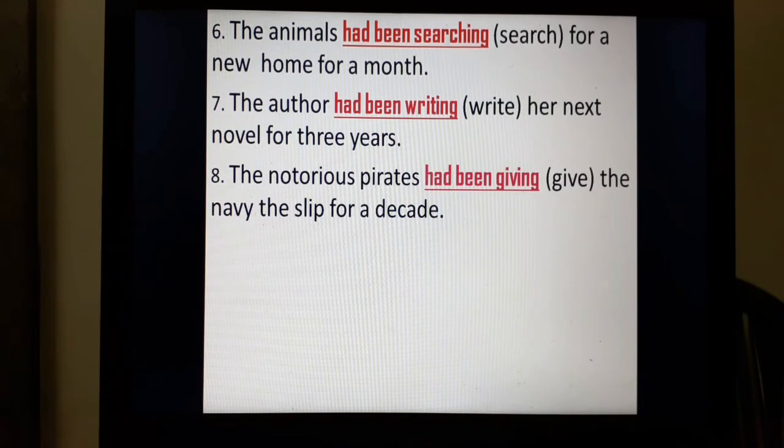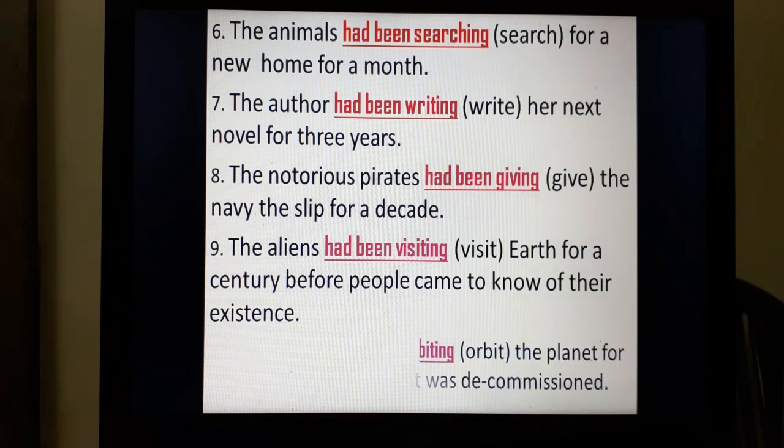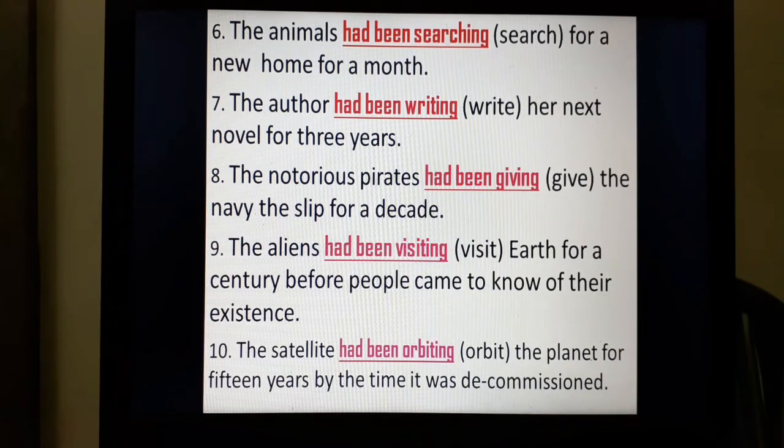Eighth, the notorious pirates had been giving the Navy the slip for a decade. Ninth, the aliens had been visiting Earth for a century before people came to know of their existence. Tenth, the satellite had been orbiting the planet for 15 years by the time it was decommissioned.